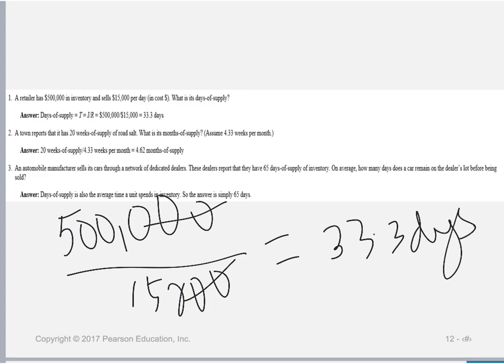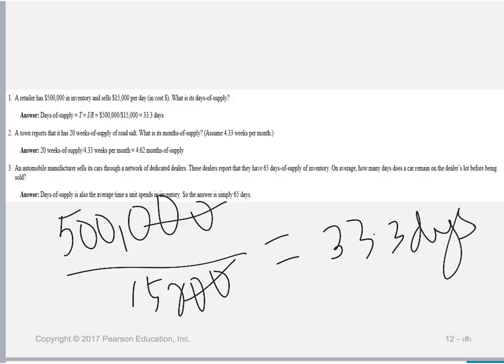Okay, pretty straightforward. Another example, it says a town reports that it has 20 weeks of supply of road salt. What is the months of supply? So remember, you should be able to convert from days of supply to weeks of supply to months of supply.